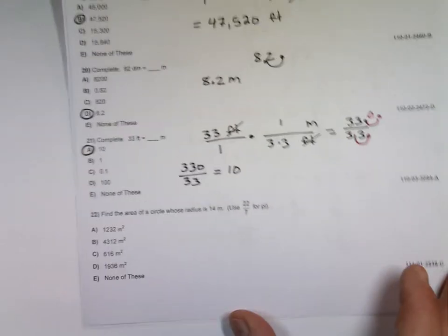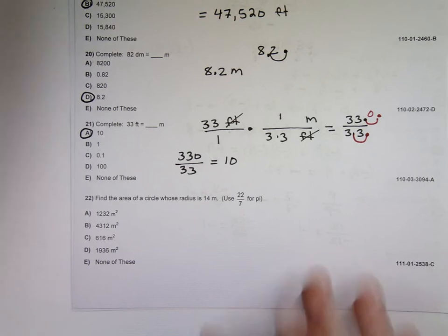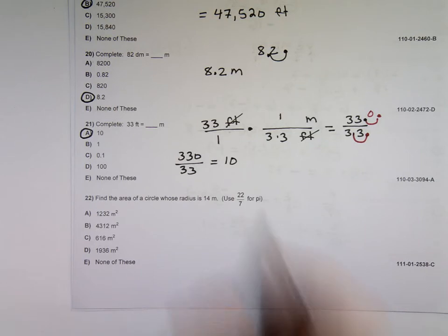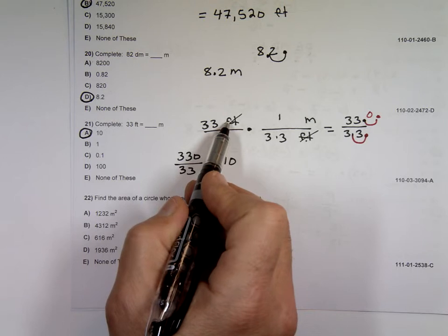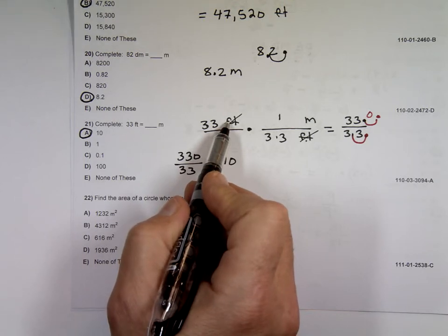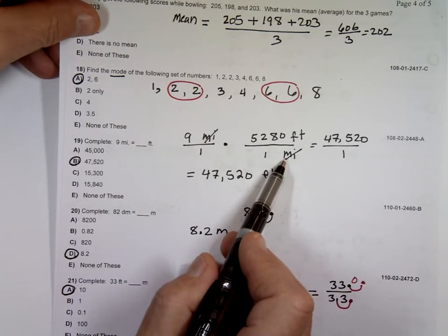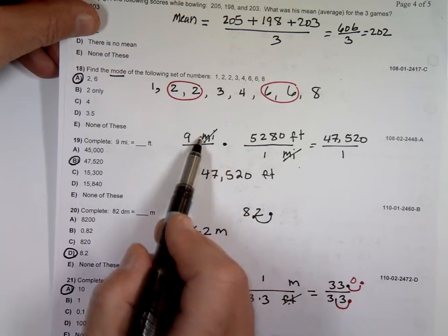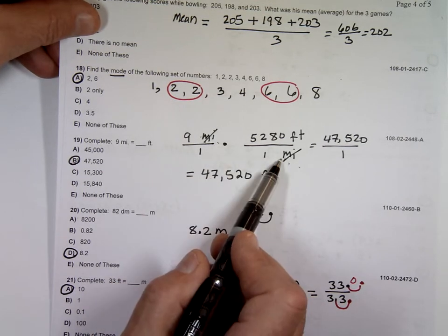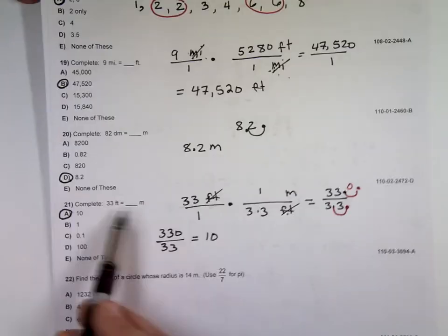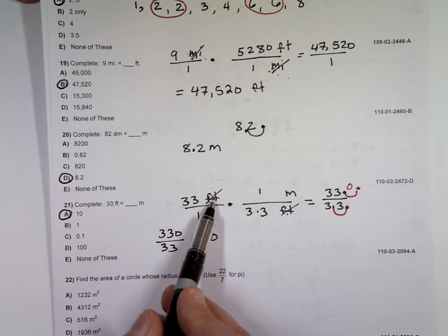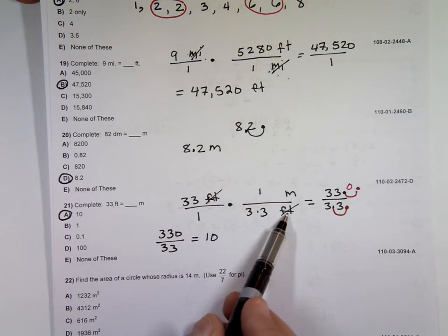Almost done. How come when you moved it, you didn't have to put meters on the bottom? Because feet on the top, you need feet on the bottom, like the way you did it on number 19. 19 miles on the top, you want miles on the bottom. You always want to cancel them out, right? Whatever you have on the top goes on the bottom here. The question was in feet, so that's what I have, and it goes on the bottom. What you want is always on the top.